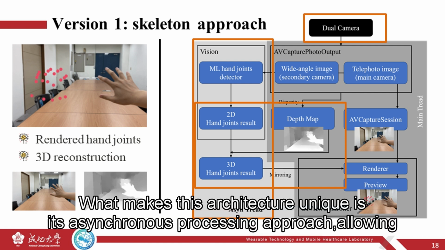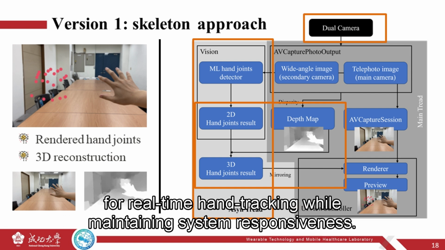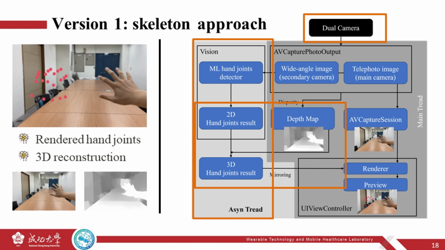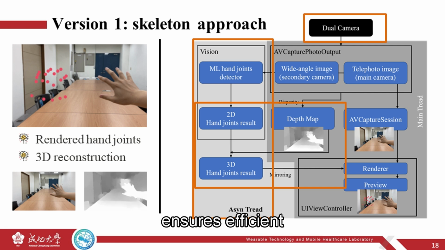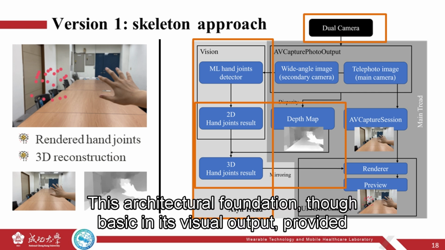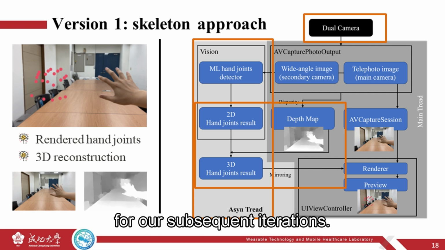What makes this architecture unique is its asynchronous processing approach, allowing for real-time hand tracking while maintaining system responsiveness. The separation of concerns between vision processing and camera handling ensures efficient resource utilization. This architectural foundation, though basic in its visual output, provided crucial insights for our subsequent iterations.